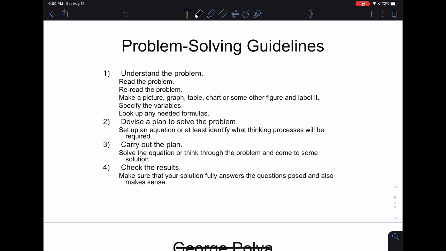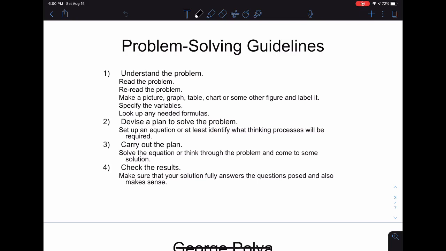I label it with everything. If there are unknowns, variables, I label those and what they mean. And then in the meantime too, if I figure out I'm going to need a formula, I look it up and write it down as part of the figure. So everything I need, I start writing it down and drawing it and laying it out.